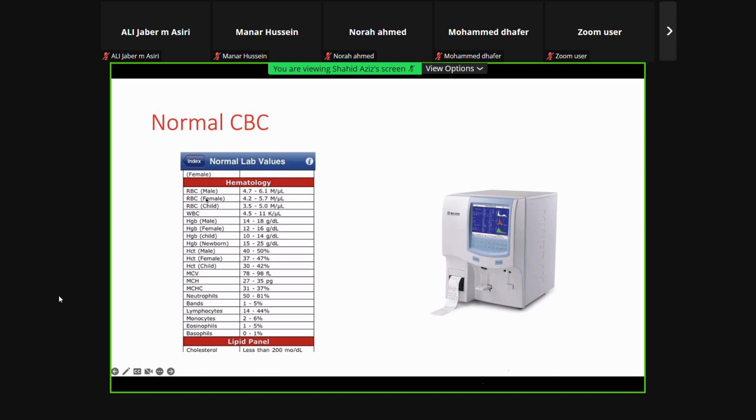not just about the red blood cells, the hemoglobin, the white blood cells, the platelets, the MCV. Here, see the normal range of MCV is 78 to 98 femtoliters, MCH, MCHC, and the differential of neutrophils, band forms, lymphocytes, monocytes, and eosinophils and basophils.